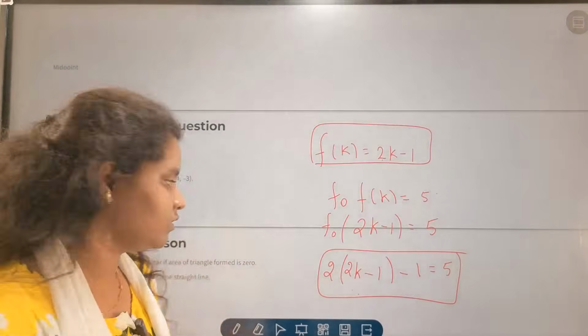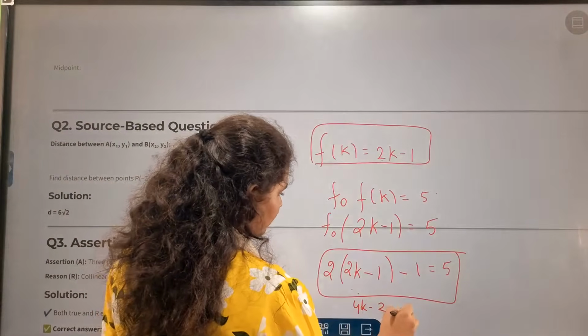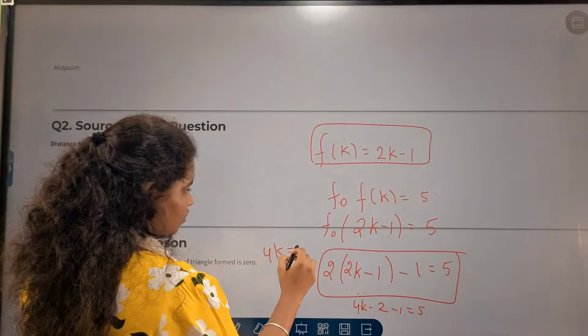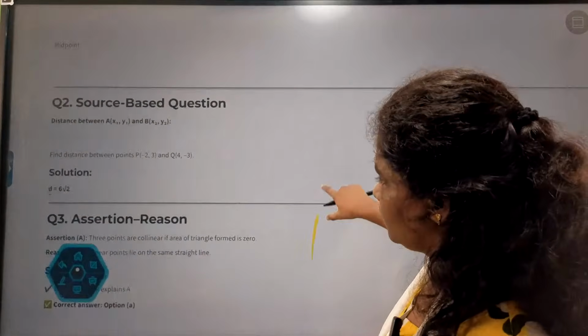Yes, so 2 into 2, 4k minus 2 minus 1 is equal to 5. 4k minus 3 is equal to 5... so 4k is equal to 8. k is equal to 2. So k is equal to 2 is the final answer.